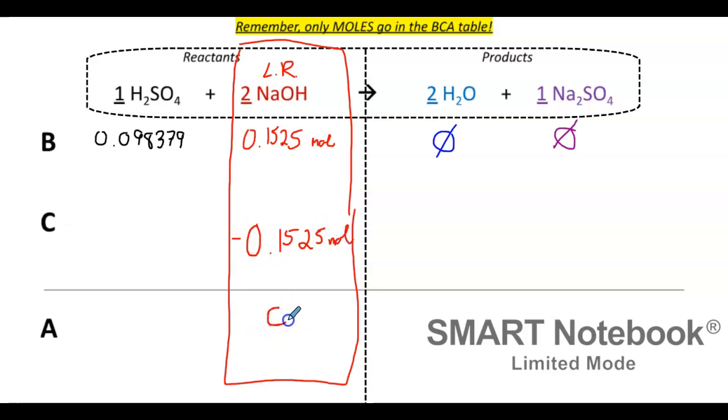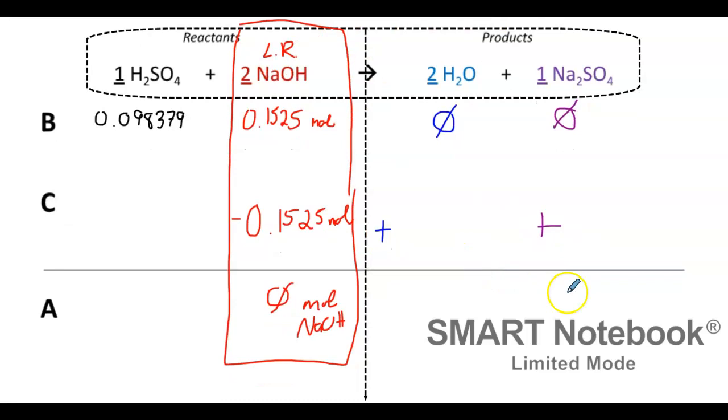So how much is left over when I'm done? 0 moles of my sodium hydroxide. Okay, nothing else changed here. This is still how much we're starting with. We still don't have any products before we start. During the reaction, I'm going to be creating water. I'm going to be creating sodium sulfate. And at the end, I'm going to have some positive number left over. Okay?